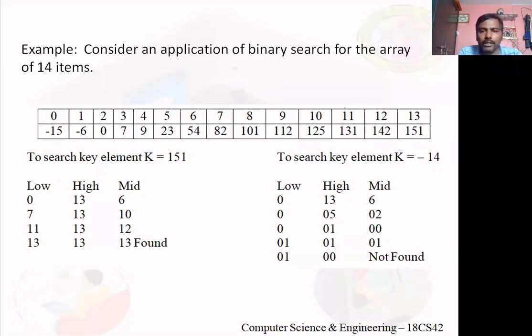Now what is the mid element in this right subarray? What is the mid index? That's nothing but 7 plus 13, 20 by 2, 10. Clear? So I need to perform the same operation. Now I got mid to be 10. What is the mid element in this right subarray now? It's 125. Now compare this 125 with key 151. Did a match occur? No, mismatch.